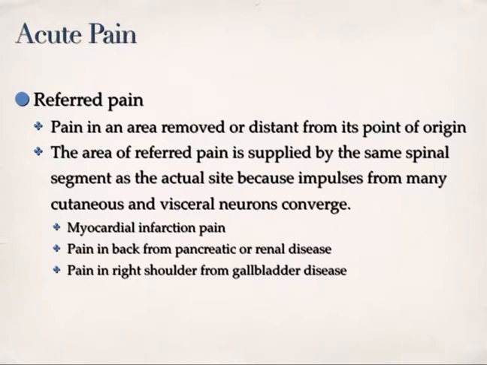In terms of referred pain, I'm sure you know what this means. It's basically pain that's distant from its point of origin. So once again, that referred pain is basically supplied by that same spinal segment as the actual site of pain, essentially. So they may get like converging impulses there, which is why they start to get pain in different areas. Good examples, myocardial infarction. You guys know this. I mean, you can have jaw pain, you can have arm pain, you can have back pain, obviously chest pain. But once again, the presentation of it is not always just in the chest.